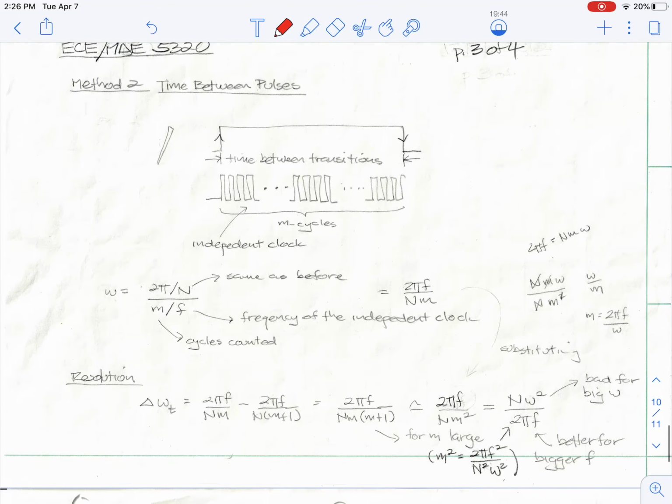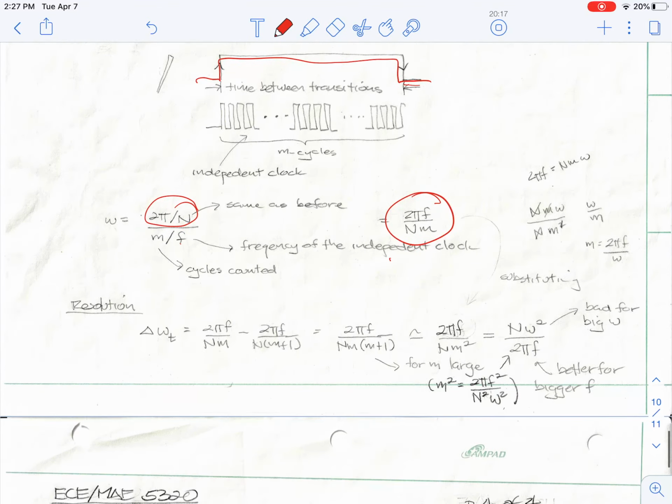Method 2 is called the time between pulses. In this case, my transitions are shown here, and then I count with an independent clock, m cycles. So this transition occurs, I count, count, count, count, and then it goes the other direction. And I stop counting and I do the calculation. In this case, this is the resolution, 2 pi divided by the number of marks. And then this is the cycles counted divided by the frequency of the independent clock. And when I write it, I get 2 pi f over nm.